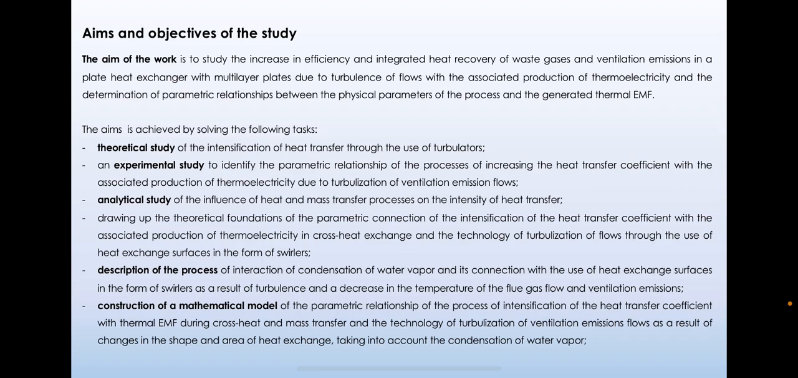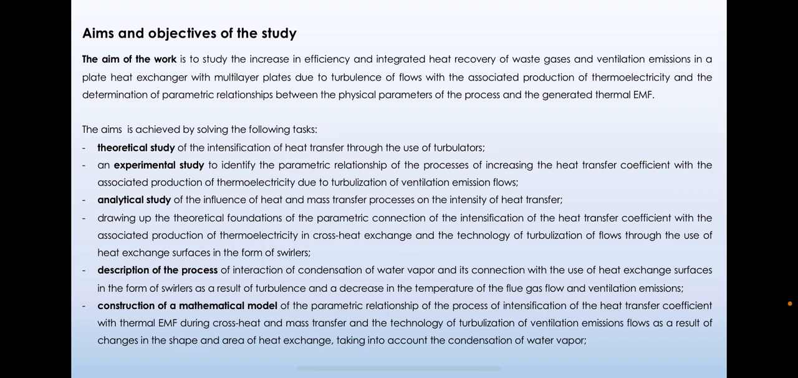Description of the process of interaction, of condensation of water vapor and its connection with the use of heat exchange surfaces in the form of swirls as a result of turbulence and a decrease in the temperature of the flue gas and ventilation emissions.